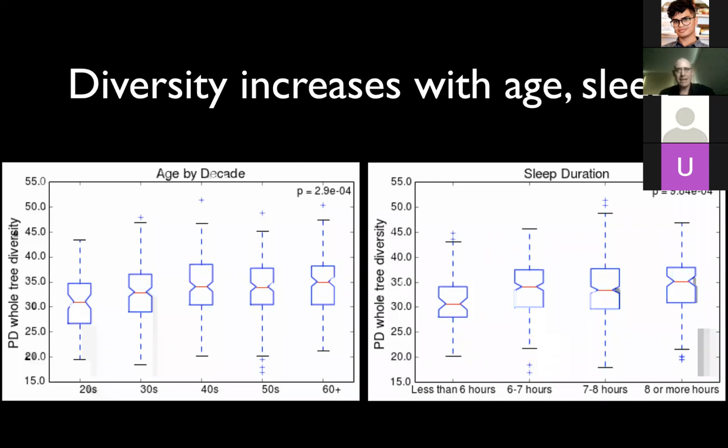With the sample size, we can see relationships between the microbiome and things you might not expect. So especially from what I told you earlier, you're probably not surprised that the microbiome changes as you age, but you might not have expected that it changes depending on how many hours of sleep you get at night, which you might not have expected it was connected to.